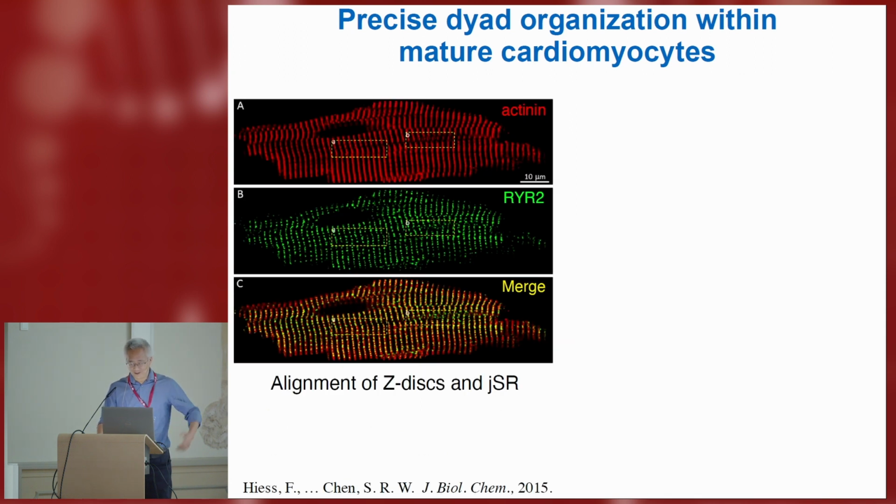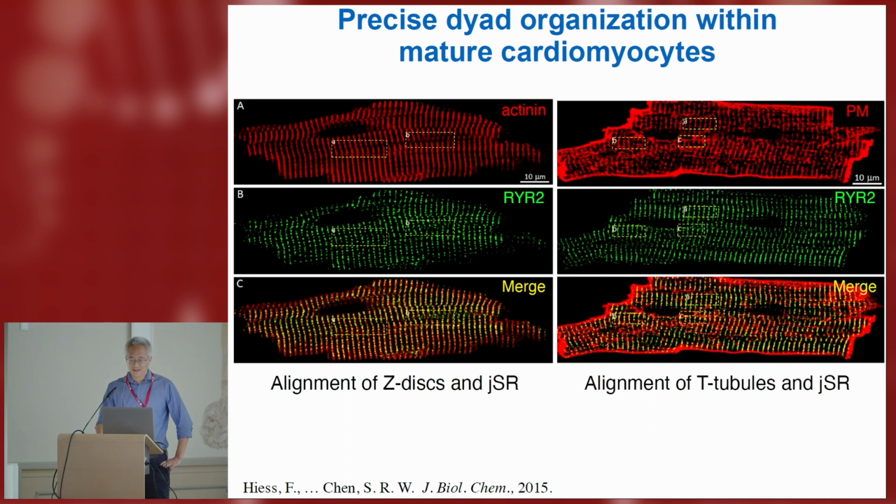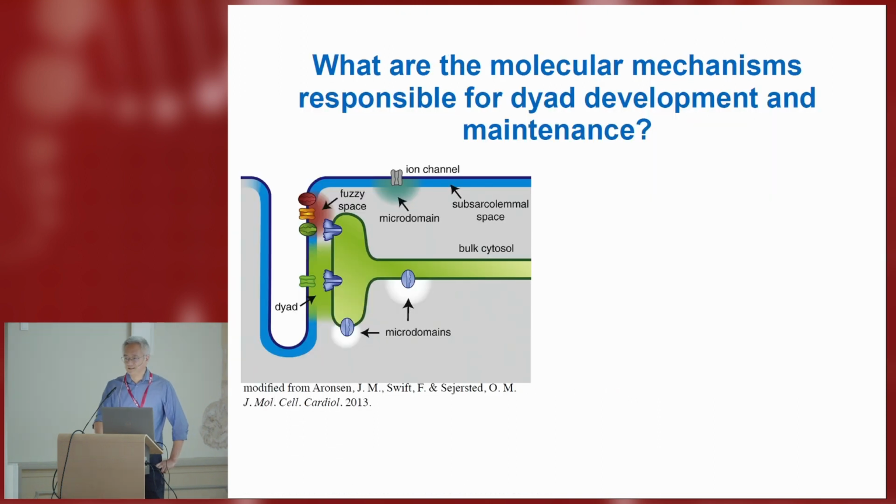Again, sometimes you lose sight of these things at those scales, and the light microscopy really shows the amazing organization of these structures within a cardiomyocyte. So here you can see the alignment of the Z discs to the junctional SR, and then the alignment of the T-tubules with the junctional SR. So sarcomere, T-tubule, junctional SR, all in perfect register. So the question is, how does this happen? This is really an amazing cell developmental feature of these myocytes, but actually very little is known about how these develop.